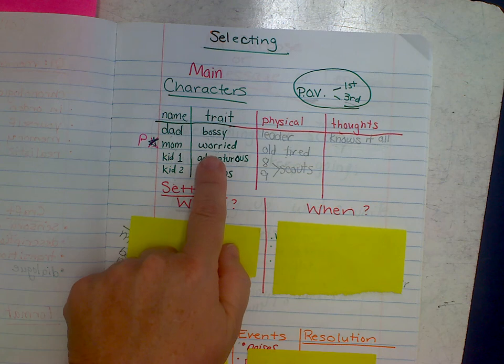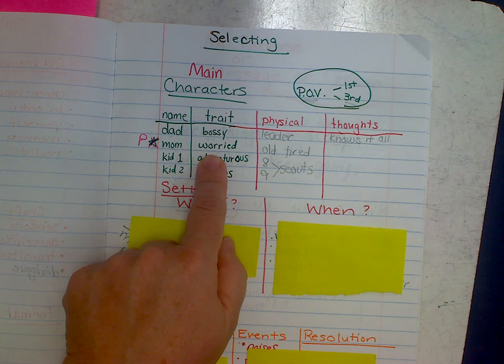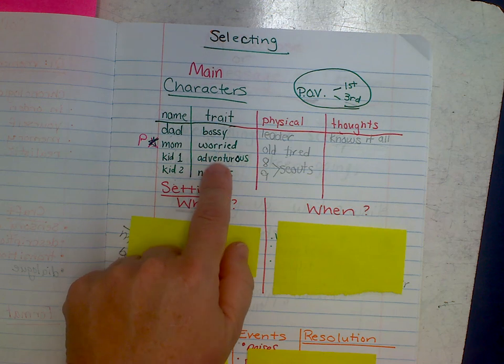The mom's character trait is also that she is the worrier. She's going to worry: is there enough food? Do we have enough campsite? Do we have enough clothes? Where will we cook? What will we eat?